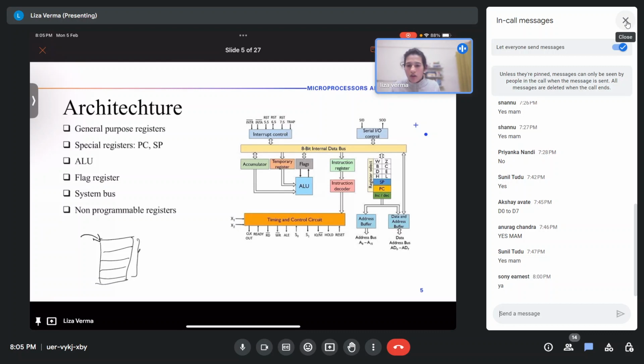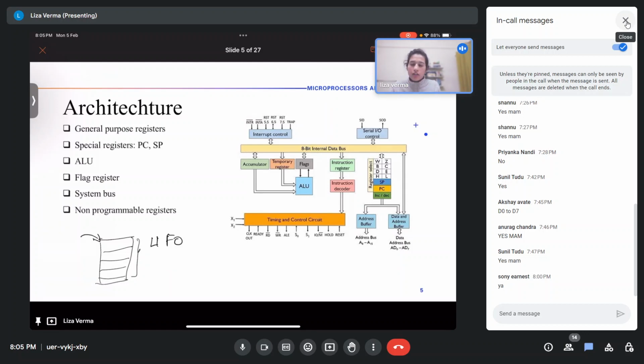You know how the stack is filled, right? The stack works as last in, first out. Last in, first out, right? So last in, first out.